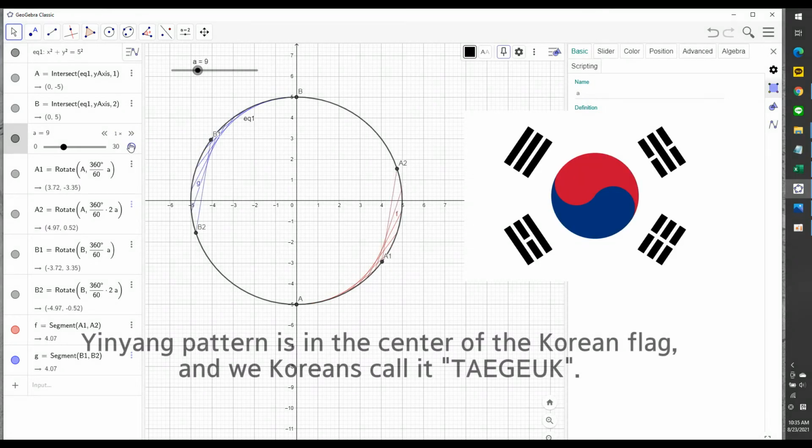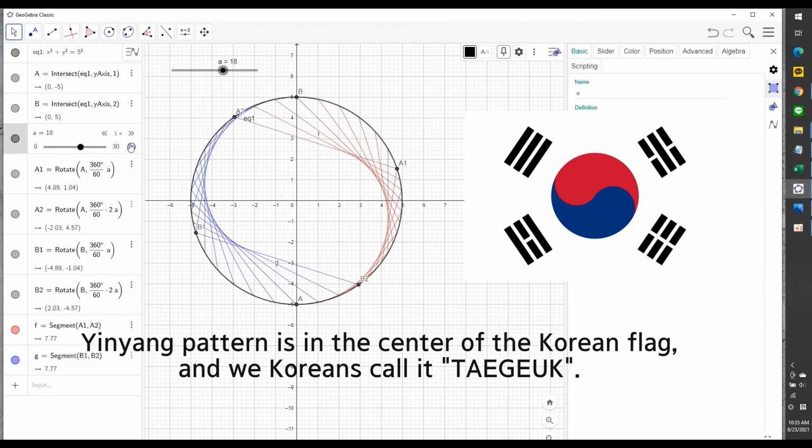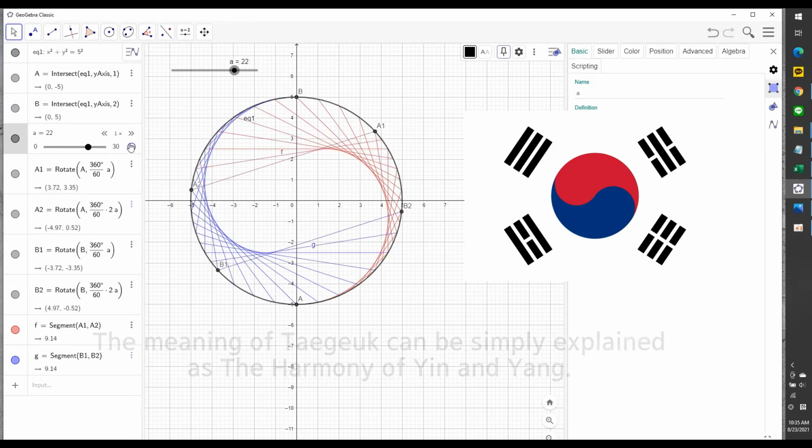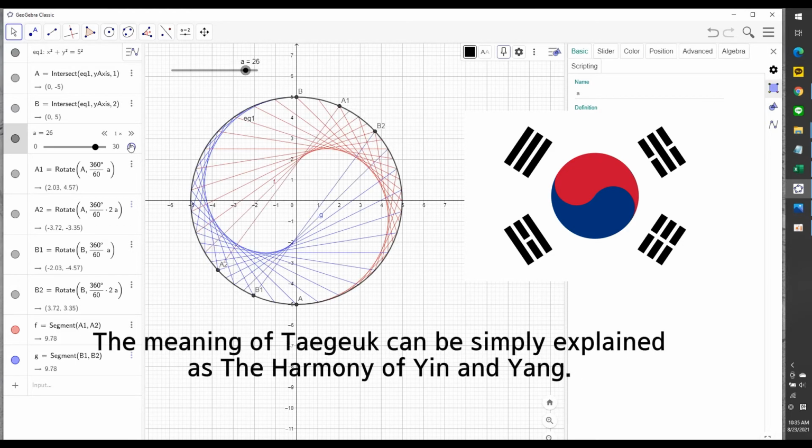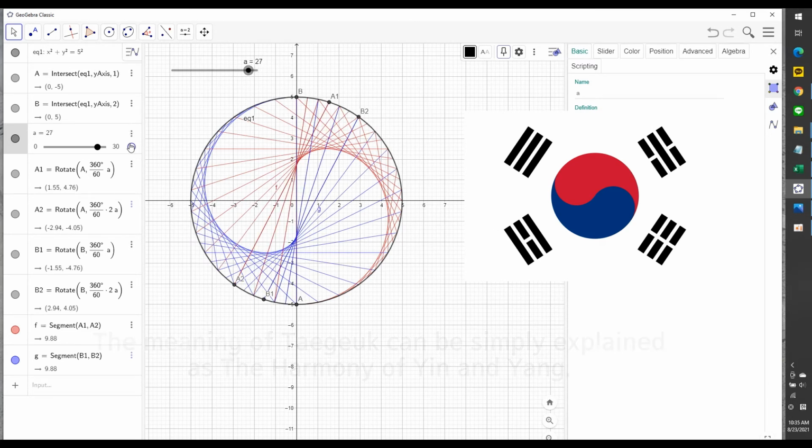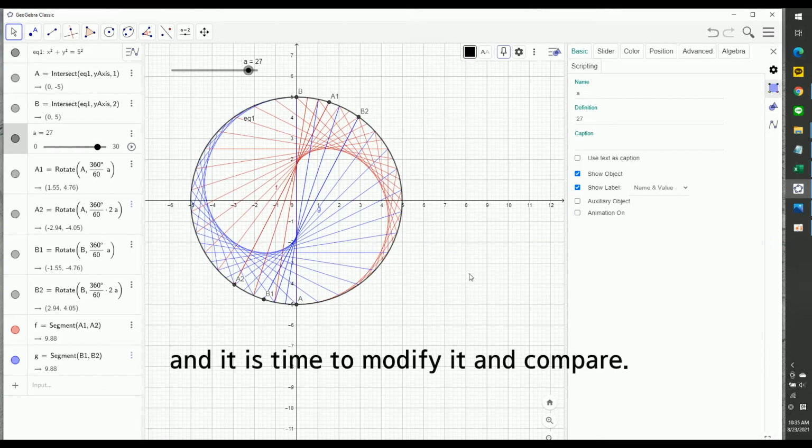The Yinyang pattern is in the center of the Korean flag, and we Koreans call it taeguk. The meaning of taeguk can be simply explained as the harmony of yin and yang, and it is time to modify it and compare together.